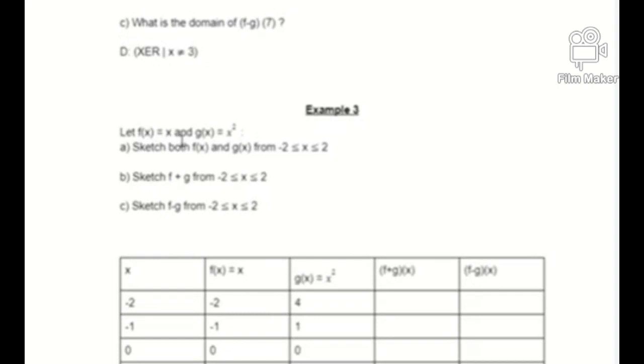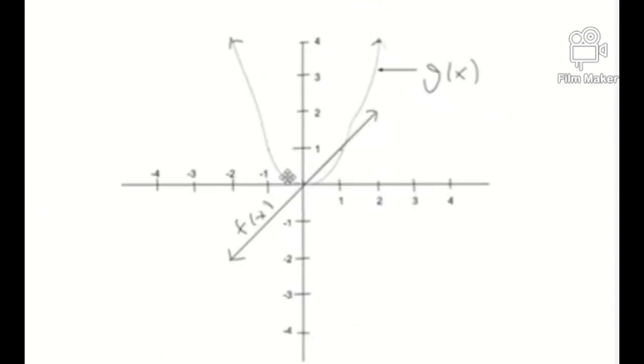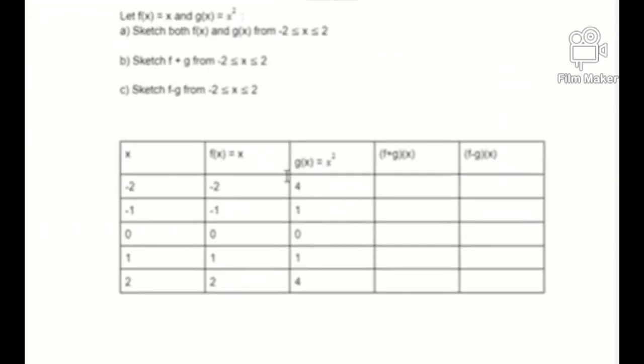Let f of x equal x and g of x equal x squared. Sketch both f of x and g of x for x values from -2 all the way to positive 2. I already did this part here, just plugging in the values. Simple as that. And now sketch f plus g from -2 all the way to positive 2.